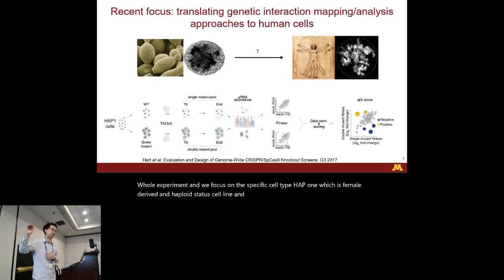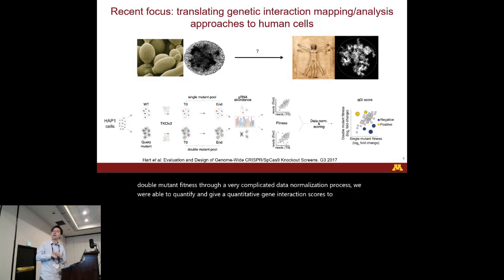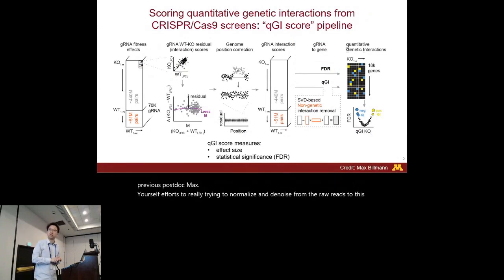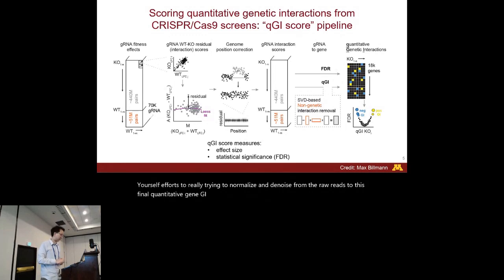By comparing the single mutant fitness and double mutant fitness through a very complicated data normalization process, we were able to give quantitative gene interaction scores to our pairs. And from there, we define negative and positive interactions. I don't have time for these details, but I just want to mention this took our previous postdoc, Max, several years of effort to normalize and denoise from the raw reads to this final quantitative GI score with effect size and statistical significance.